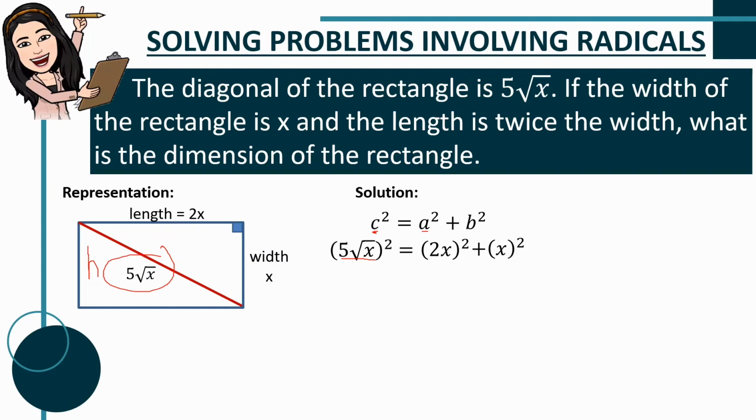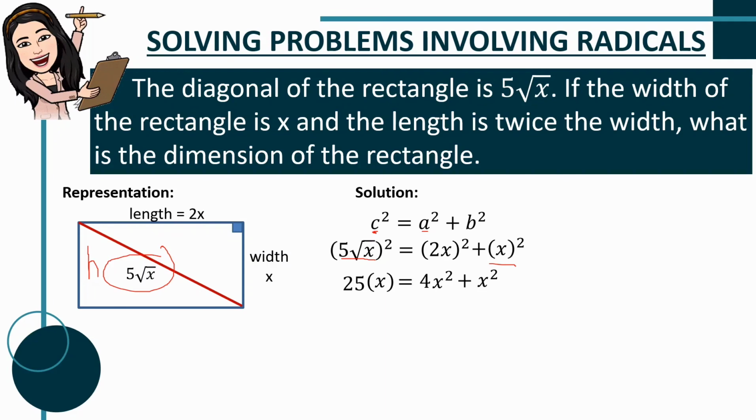5 square root of x quantity squared is equal to, okay, 25. Ito muna, 5. Since this is the coefficient, we also need to get its square. So 5 times 5 is equal to 25. How about the square root of x quantity squared? Very good. That is x. So multiply it to the coefficient. How about 2x quantity squared? 2 times 2, we have 4. X times x, we have x squared. Plus, we have x squared.